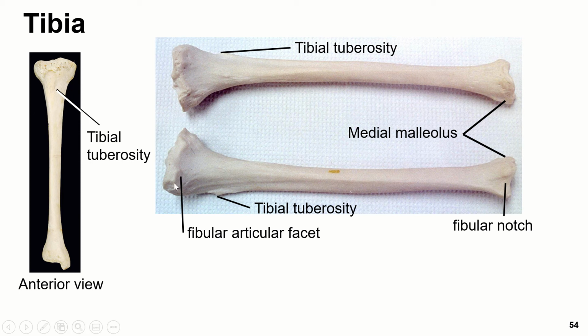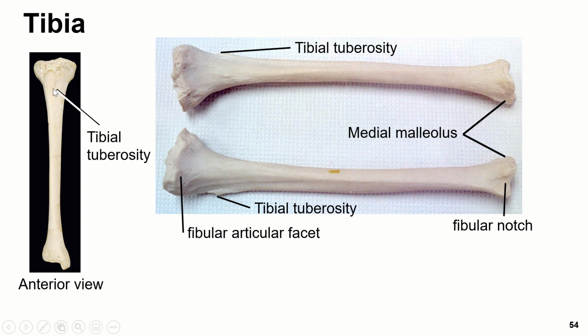The markings on the tibia that you need to know. On the front, there is a bump called the tibial tuberosity, and none of these pictures show it very well. It's really obvious on a real tibia. That is where the patellar ligament inserts.